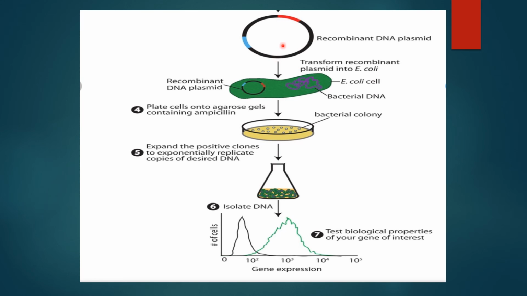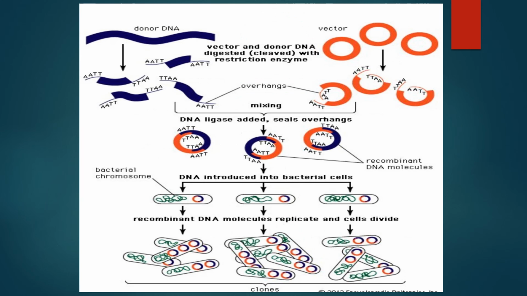This is our recombinant DNA plasmid. We transferred it into E. coli, a bacteria. This is our recombinant DNA plasmid, and this is the DNA of the bacteria. And this is the ampicillin plate, with cells on agarose gels containing ampicillin. Expand the positive clones to exponentially replicated copies of the desired DNA. Then isolate DNA, then test biological properties of your gene of interest and show the gene expression. This diagram also shows what we explained before.